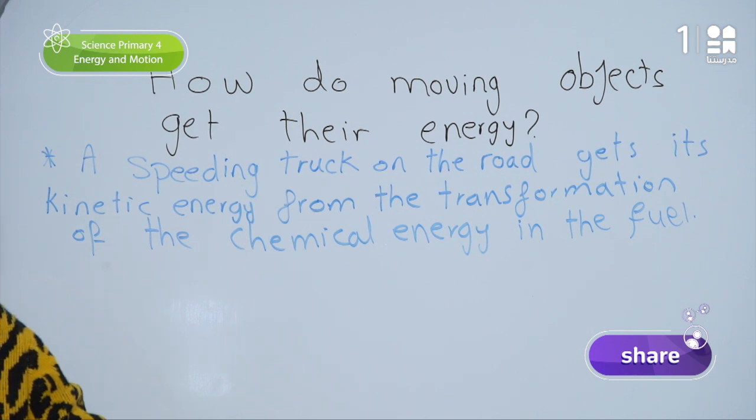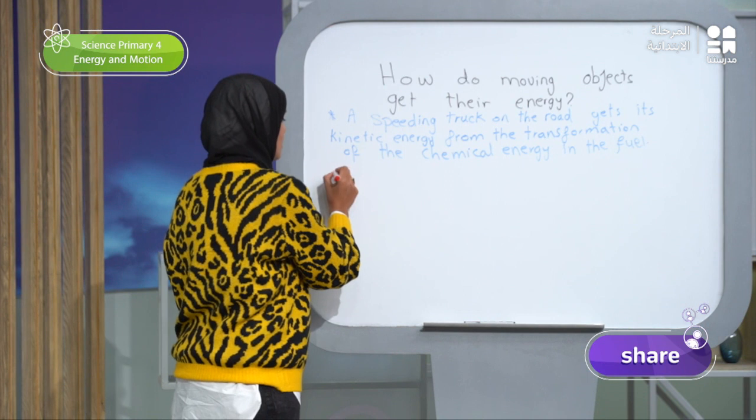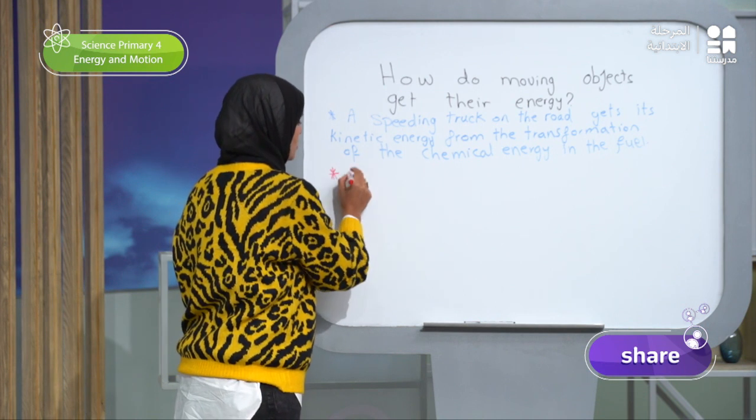My second student wrote, the ice skater moved down by transforming the gravitational potential energy.